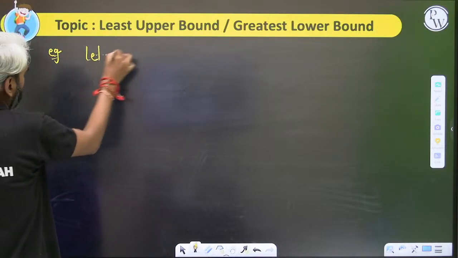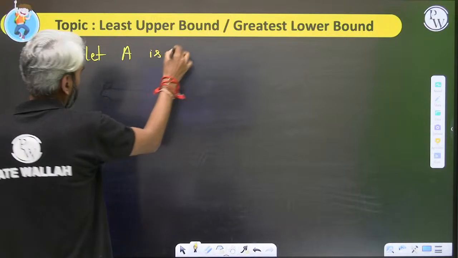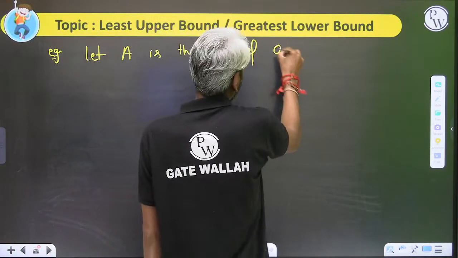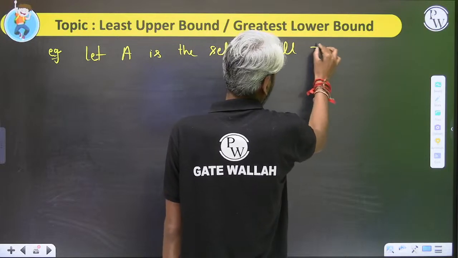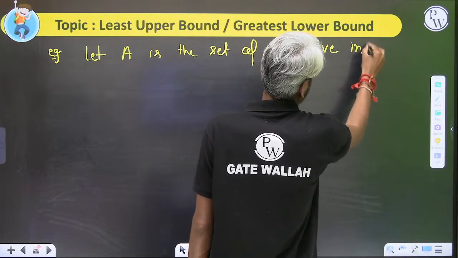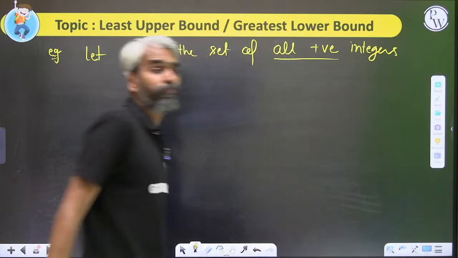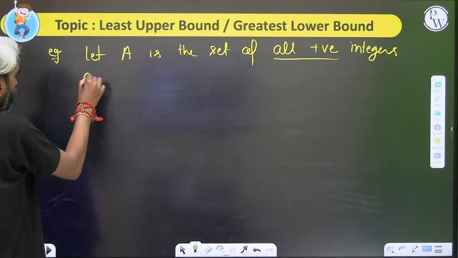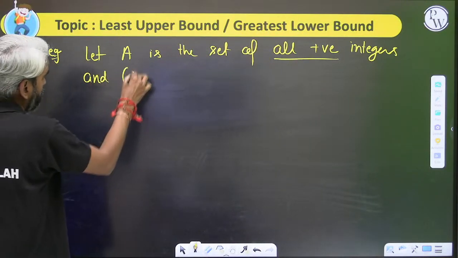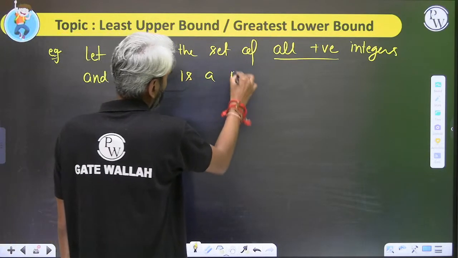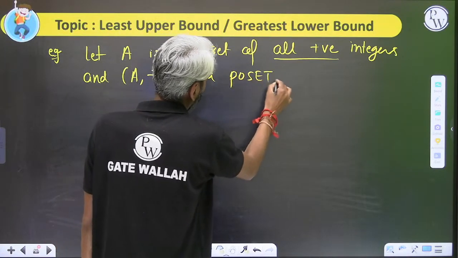Let A be the set of all positive integers. Look at this. What am I saying? All positive integers. So for any set of positive integers, the relation divides will be a poset.